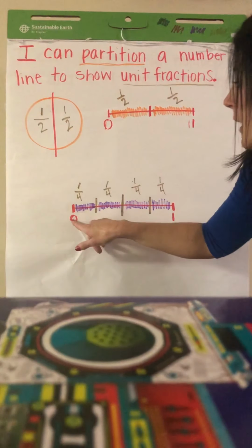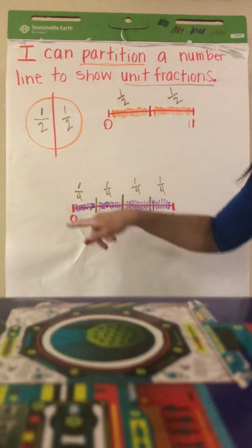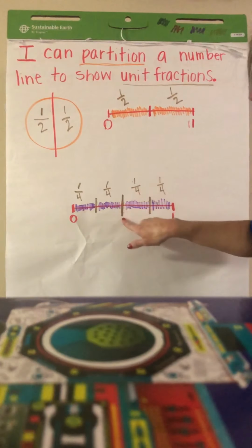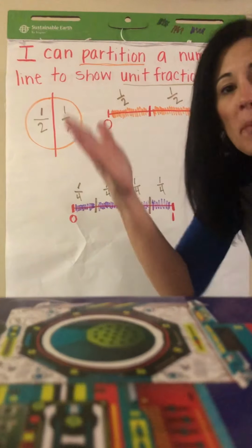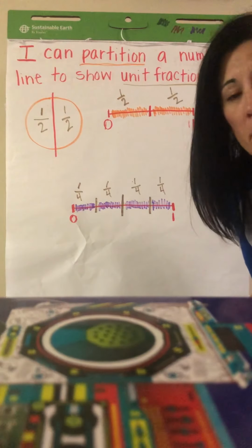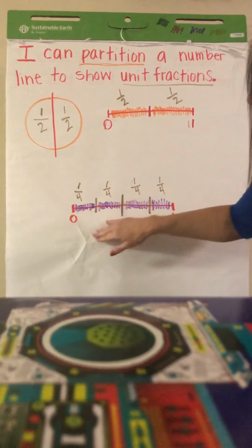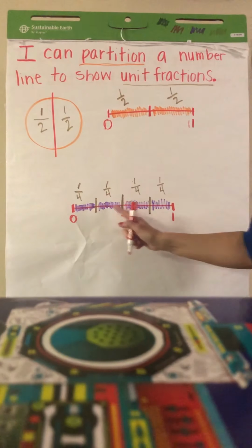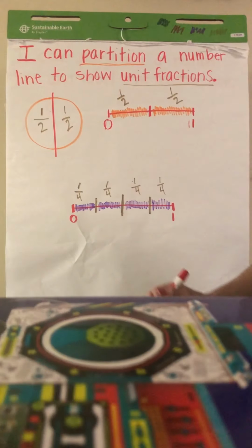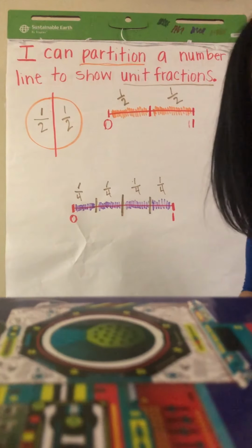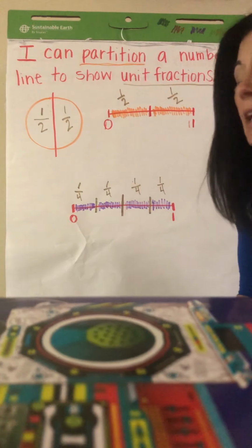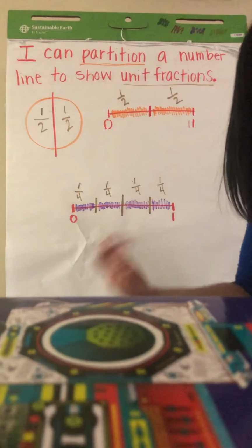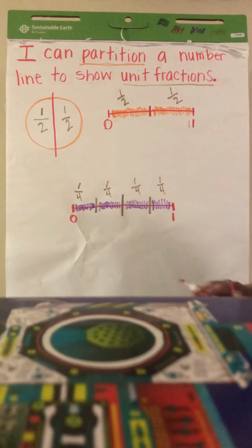Okay, so don't forget, these points right here are called endpoints. Okay, and we use these hash marks to help us divide our number line. Yesterday we divided our number line to help us understand that we made 4 equal parts. And so today we're actually going to start labeling these hash marks in order to count off our fourths.